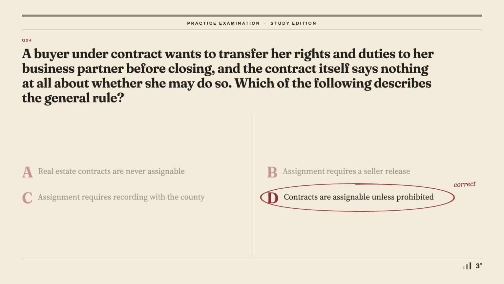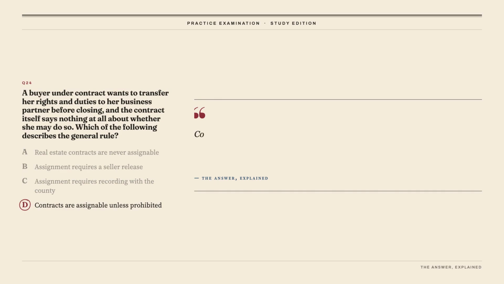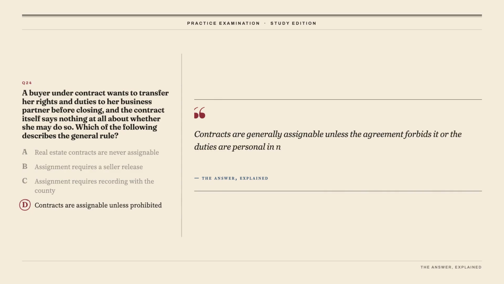The correct answer is D. Contracts are assignable unless prohibited. D is correct because contracts are generally assignable unless the agreement forbids it or the duties are personal in nature. The assigner ordinarily remains liable unless the other party agrees to a novation.